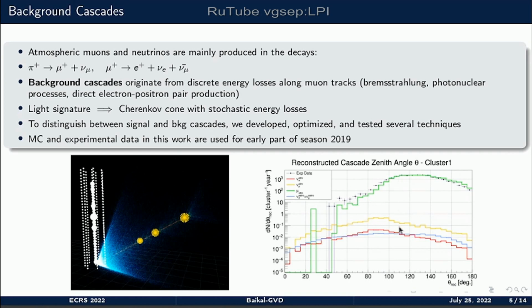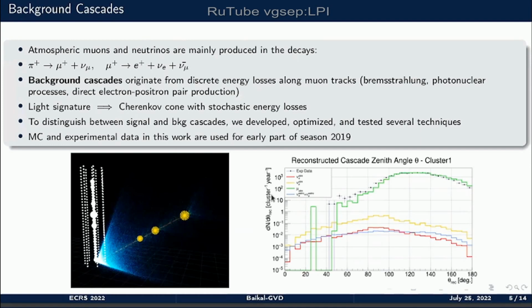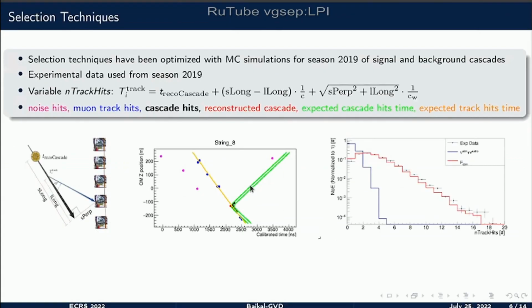And several orders down in event rates, we have the neutrino signal cascades, which are produced by atmospheric or astrophysical neutrinos. For that reason, it is essential to suppress these background cascades. Therefore, we try to develop selection techniques which would better characterize signal and background cascades and improve separation between them. So far, selection techniques were optimized with Monte Carlo simulation for season 2019, and therefore I will show results only for this year.